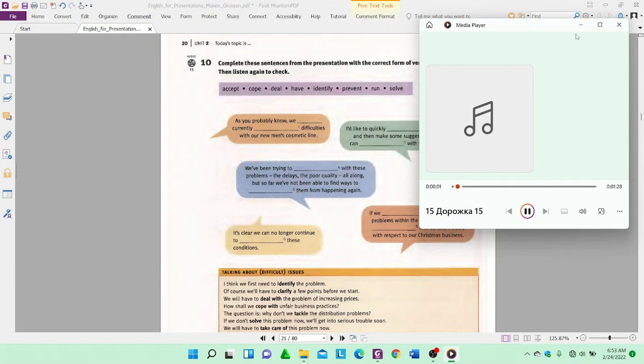Unit 2, Exercise 9. Thanks, Jim. Okay, as you probably know, we are currently having difficulties with our new men's cosmetics line.